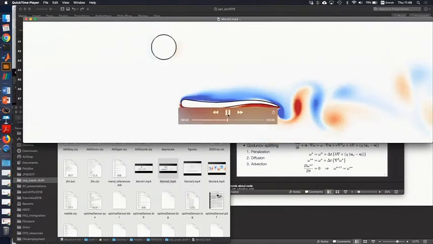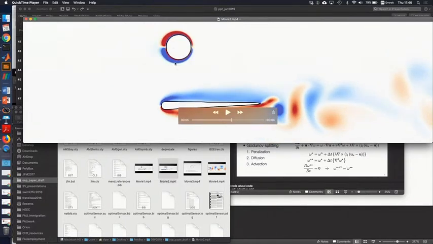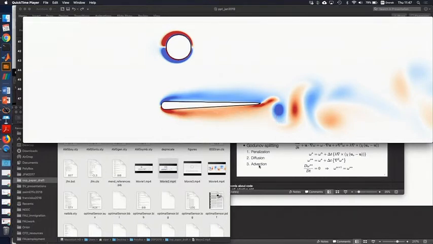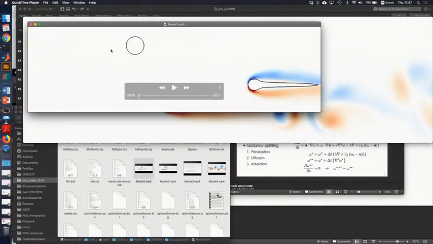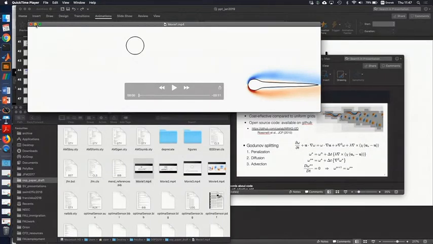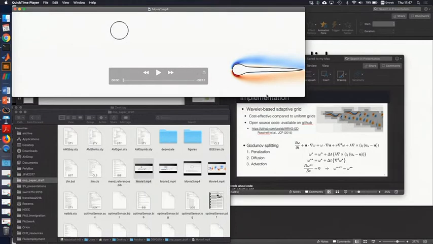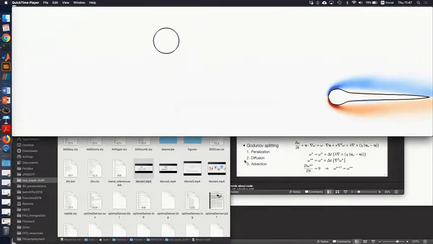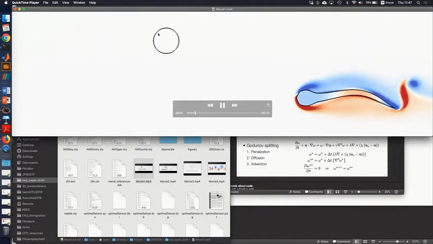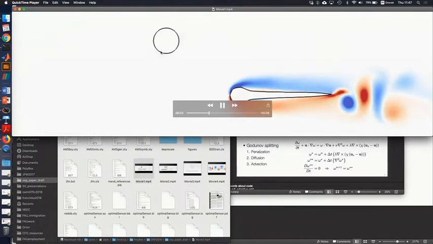So this motion is completely imposed by me. I say V equals 0, rotation equals 0, U equals something, a non-zero value. Now, in another case, what I did was pure rotation, no oscillation. So in this case, the cylinder will rotate.